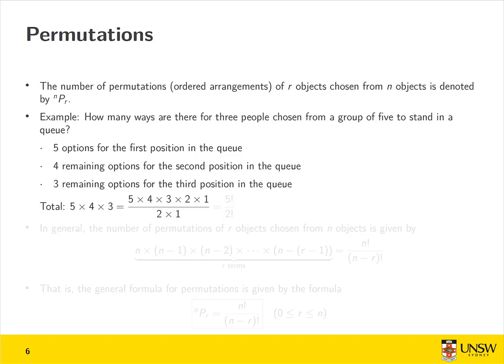Expanding this product out so that it resembles a factorial, we can multiply it further by 2 and by 1 before dividing out again by 2 times 1. So in terms of factorials, this value is 5 factorial divided by 2 factorial.